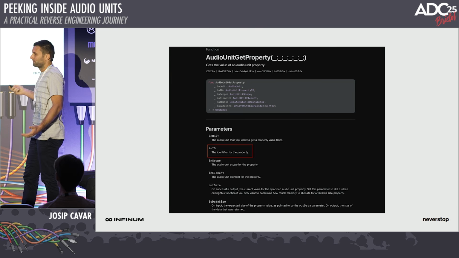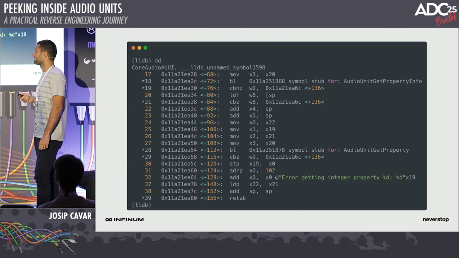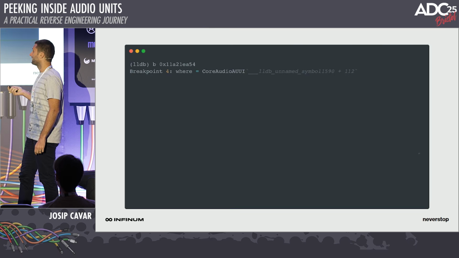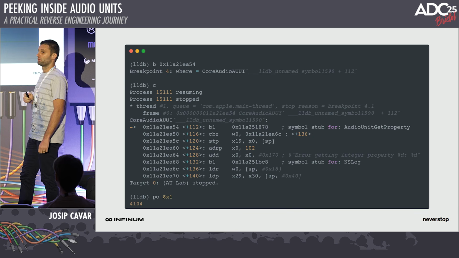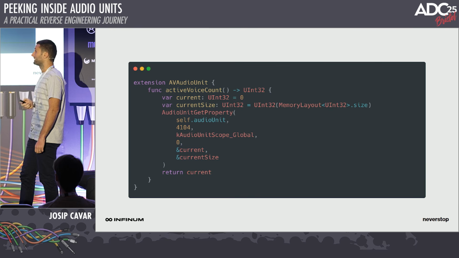And we already know the answer on how to find it out. Since this is a function call and ID is the second parameter, we know it will be in X1 register. So let's do that. We will set a breakpoint just before AudioUnit get property is called, because remember, at that point, registers will have those values. Then after we get there, we will PO $x1 and we'll get this value of 4104. And this is really all we need to implement this in our own app.